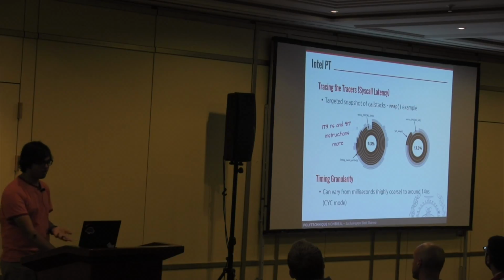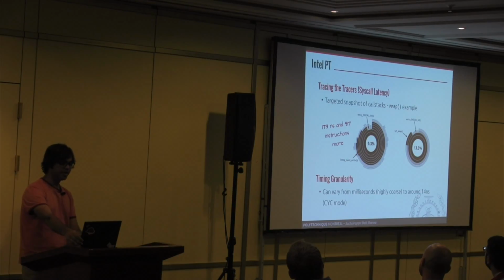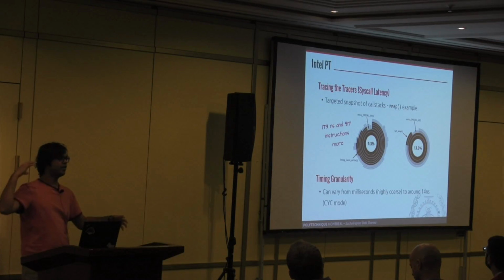But this is normal for software tracers, and there are drawbacks on both sides. The timing granularity we found is that you could vary it a lot. If you want a lot of timing packets, it would give you good granularity, up to 14 nanoseconds. But you can go even higher in granularity if you don't care about time and only about the flow.